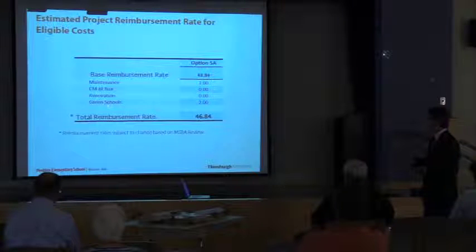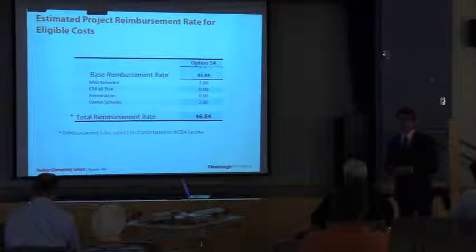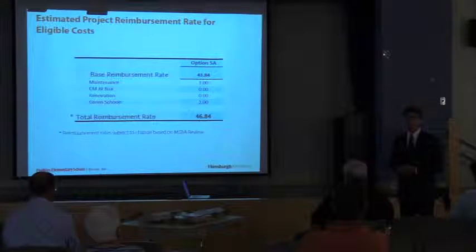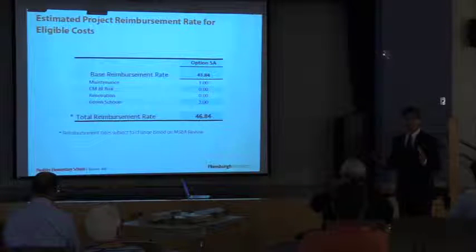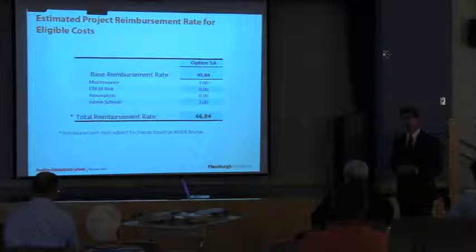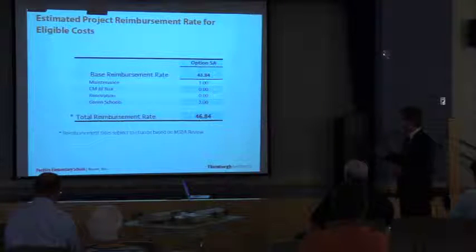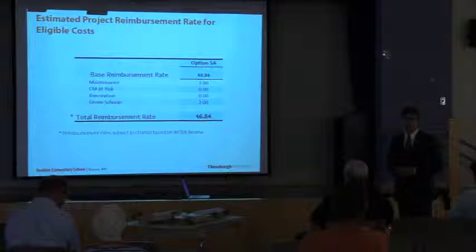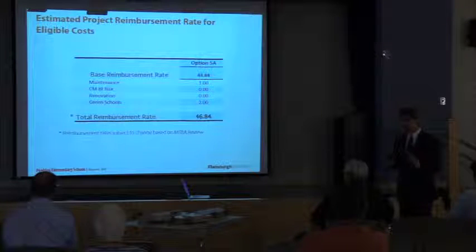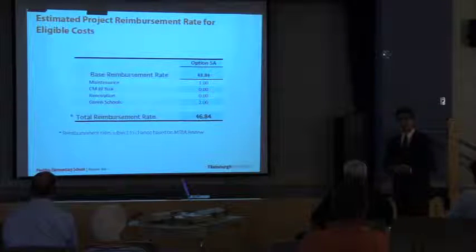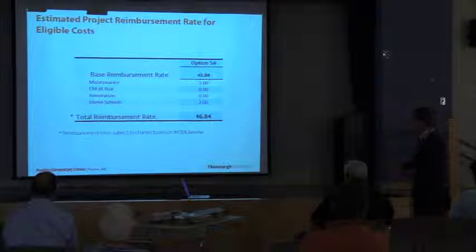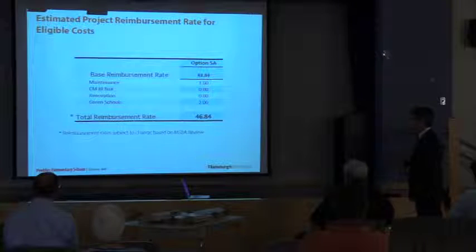And then green schools. Having designed very energy efficient schools, you're in a great position because your architect is one of the best in the state at designing highly energy efficient green schools. And so to be able to get those two additional reimbursement points, we're very, very comfortable, leaving a total of 46.84% of eligible costs.